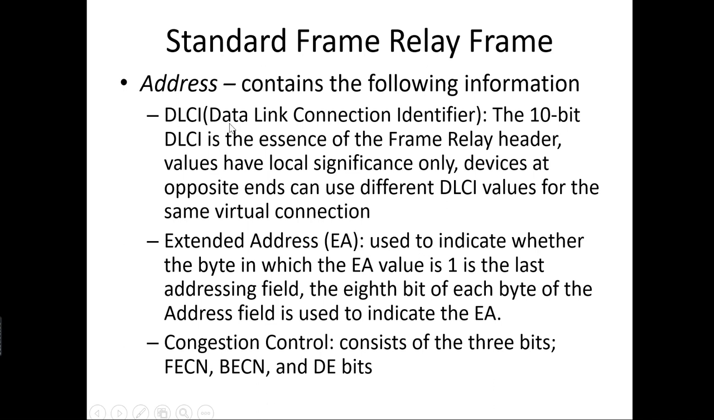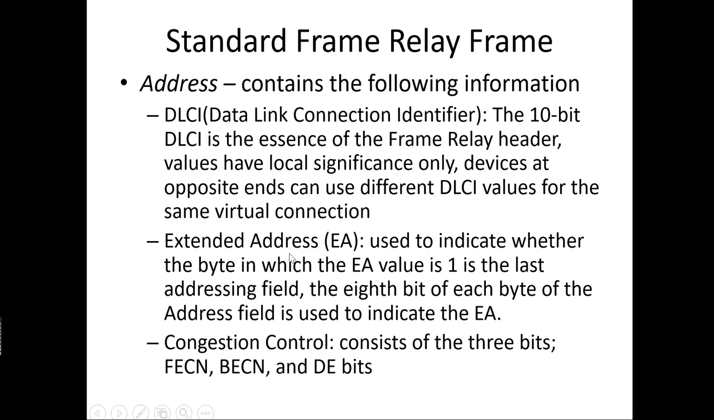First about the DLCI, which is the data link connection identifier. It is a 10-bit value, and this contains the details about the connections, that particular link's identification number. It has local significance, and devices at the opposite ends can use different DLCIs. From the sender end, for that particular link, they can have an identification number. Similarly, the receiver side need not have the same thing. They can have a different DLCI value for the same virtual connection.